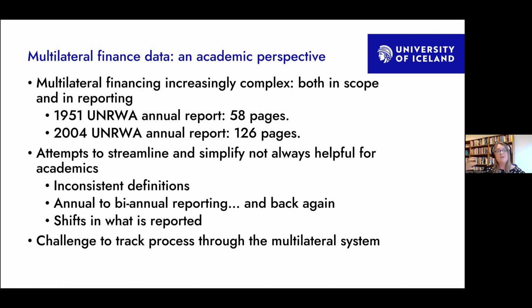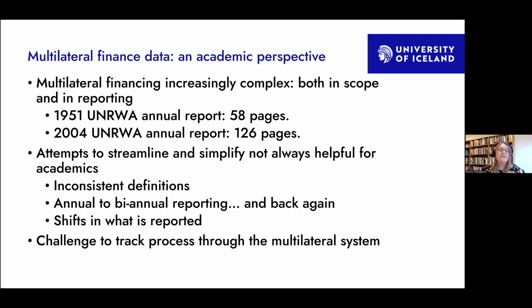Trying to map these things onto each other becomes increasingly difficult the more changes that are made. Interestingly, around this time UNRWA also made some changes in the way it did annual reporting. So in 2006, we're back to about 40 pages of annual reports, but the substance of these reports was not necessarily consistent with what was there in the 50s, right? So we're seeing a lot of these changes over time, and this brings some challenges in trying to collect data that is consistent for our purposes.